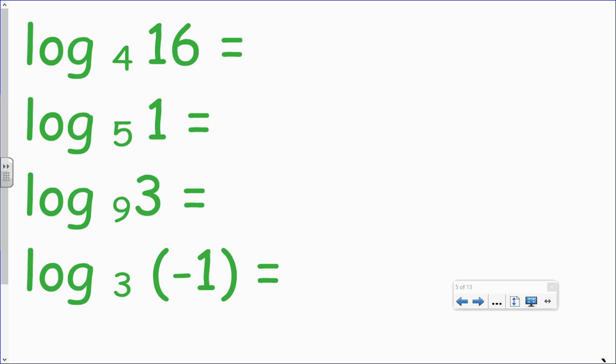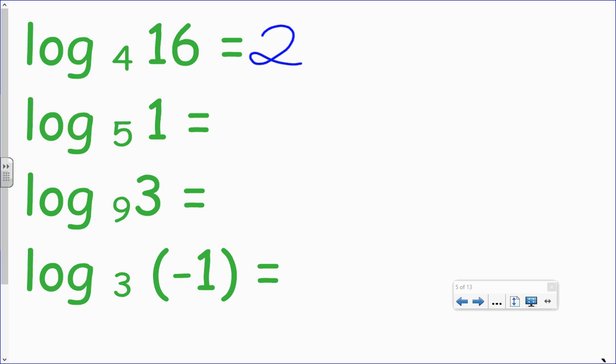Can you explain the third one? All right, let's come back together. Pod 1, what do you have for the first one? Anybody from pod 1? 4 squared equals 16, so this logarithm is 2.